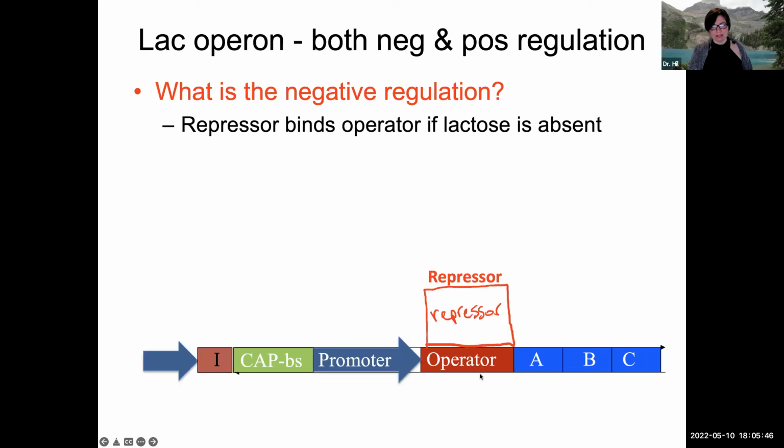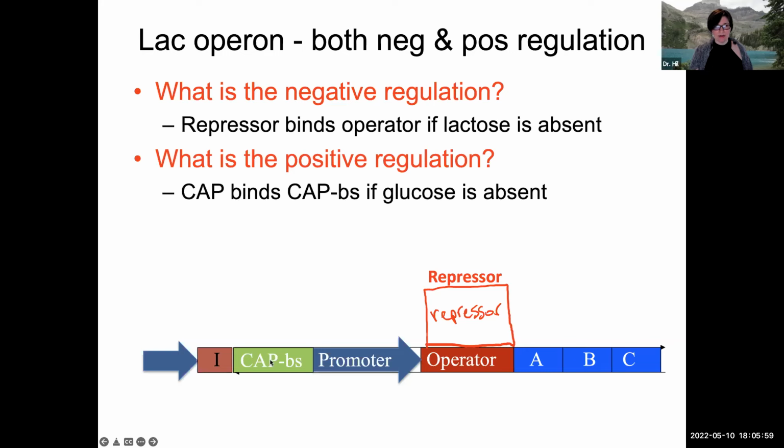Right, so here's the repressor. It's bound to the operator. This is its default state. When it's made, it's already in this shape that it can bind the operator. The positive regulation is exerted by CAP. The thing that binds the CAP binding site is CAP. And this binds the CAP binding site if glucose is not around.